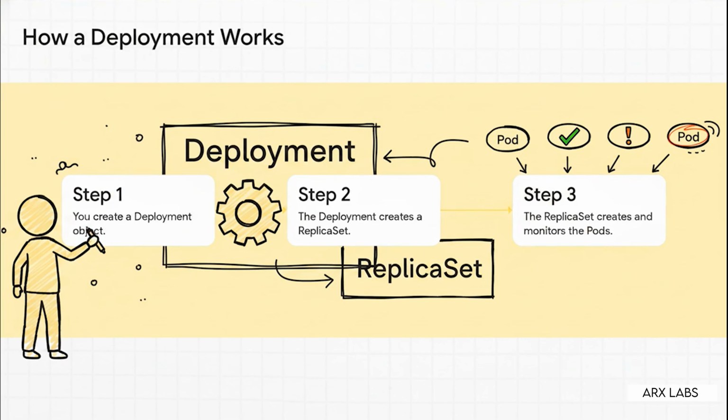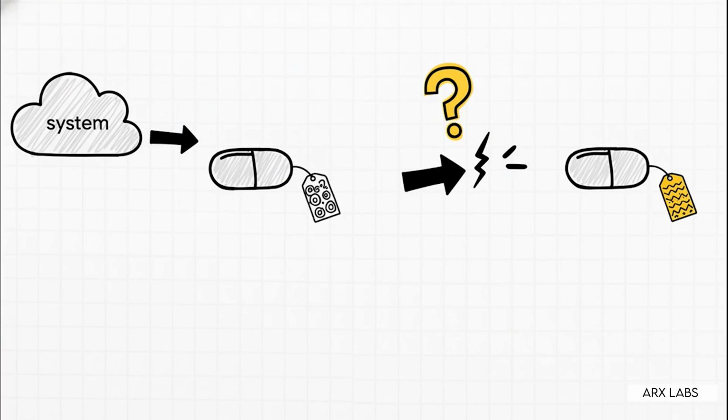So let's look at the chain of command here, because it's pretty clever. You, the user, you only ever talk to the deployment. The deployment is the strategist, but to execute its strategy, it creates a little worker object called a replica set. Think of the replica set as the grunt on the ground, whose only job is to make sure the right number of pods exist. It's the one actually doing the dirty work of creating and deleting pods to match the deployment's orders.